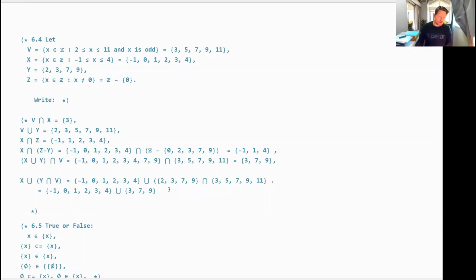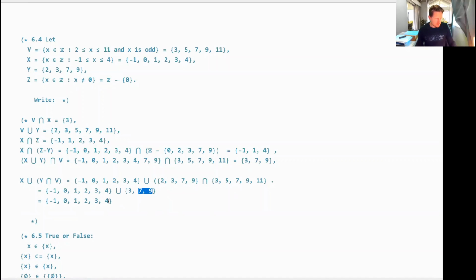All right, so intersect with 3, 7, and 9. Sorry, we're taking the union of these two now. Okay, so the union of these two sets, well, we just take the elements of this and we put it into the first one, for example. So I'll copy the first one and I'll include the elements of the second set, but we already have 3 in there, so all we need to do is include 7 and 9. Okay, and there's our union of those two sets, and that's the last question in 6.4.